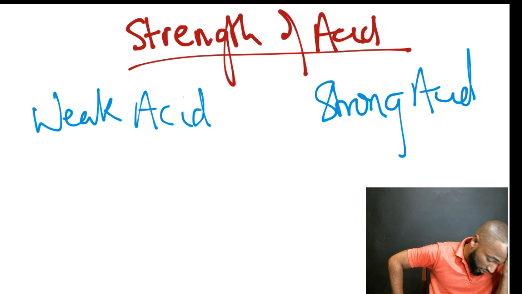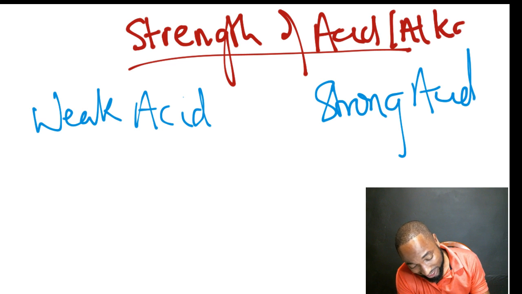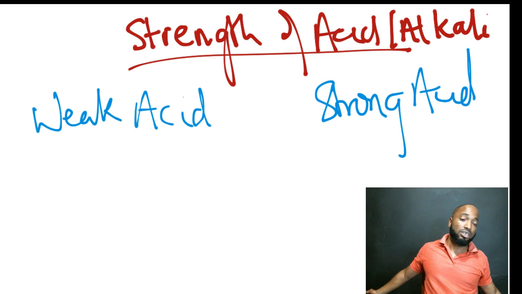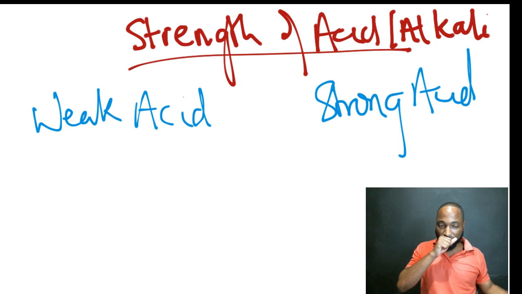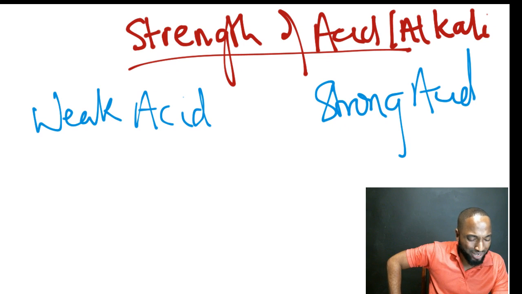Now you need to talk about the same thing with alkali. Strength of acid or alkali. You just say the same thing and put alkali instead of acid. Give some examples of weak acids. Give some examples of strong acids. Well, for weak acid you only deal with ethanoic acid, I think. For strong acids you'll put HCl or sulfuric acid, nitric acid.